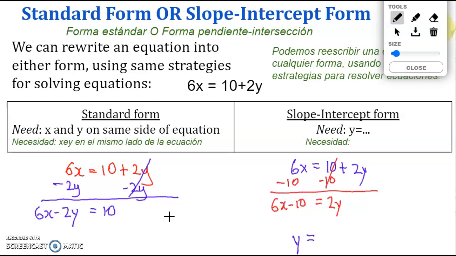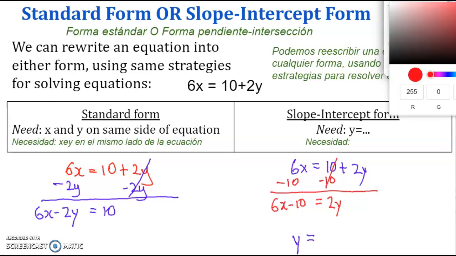Okay, so now I don't want 2y, I want 1y, right? So what do I need to do? I need to divide both sides by 2, because 2 is being multiplied to y. So a common problem is some people just say, oh okay, I'll just divide 10 by 2. No, if I am dividing one side by 2, then I need to divide the whole thing by 2. So that means I need to divide 6x by 2 as well as negative 10 divided by 2.